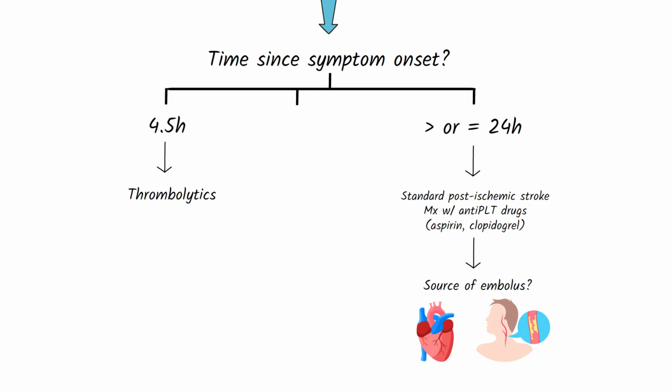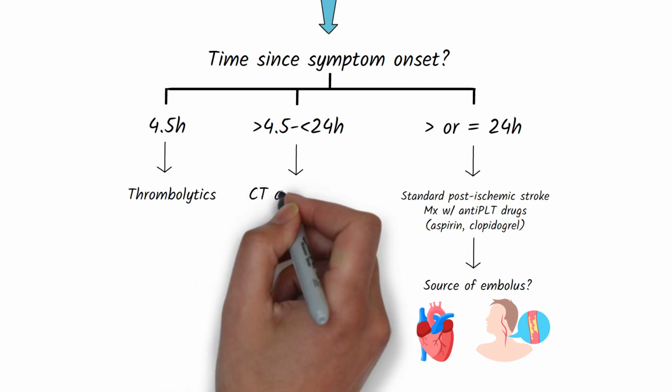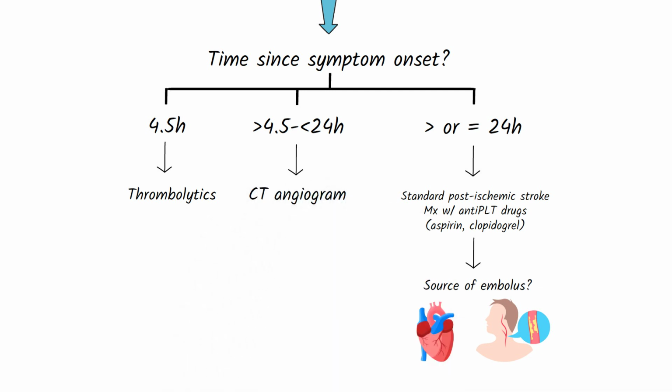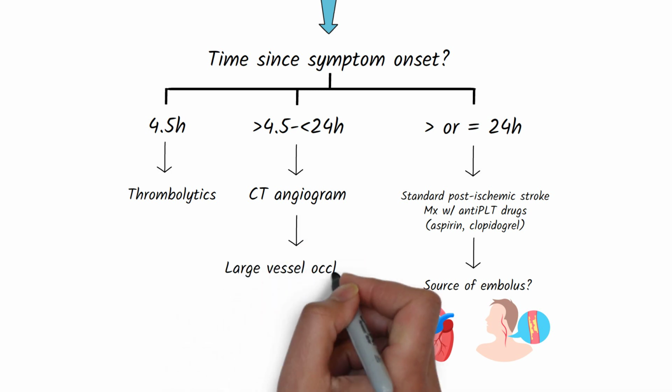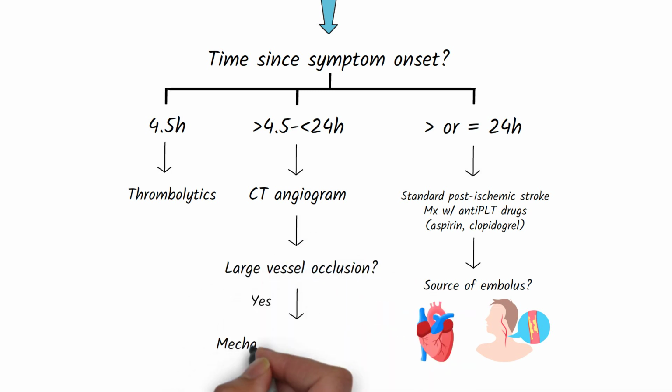Now, if the patient presents after 4.5 hours but less than 24 hours from onset of symptoms, in that case, even though we can't give thrombolytics to this patient, we could go ahead and do a CT angiogram to locate that blood clot, and if there's a clot clogging up a large vessel, we can remove it with mechanical thrombectomy.